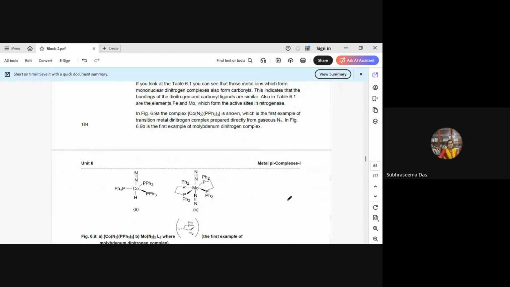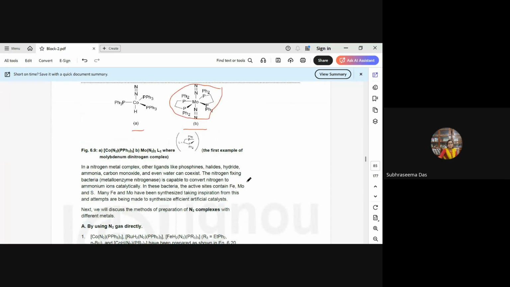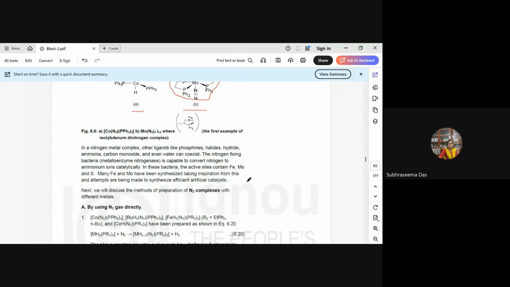In figure 6.9a, the complex CoN2(PPh3)3 is shown, which is the first case of a transition metal dinitrogen complex prepared using gaseous N2. And in figure B, this is the first case of a molybdenum dinitrogen complex which was isolated. In a nitrogen metal complex, other ligands such as phosphines, halides, hydrides, ammonia, carbon monoxide, and even water can coexist.